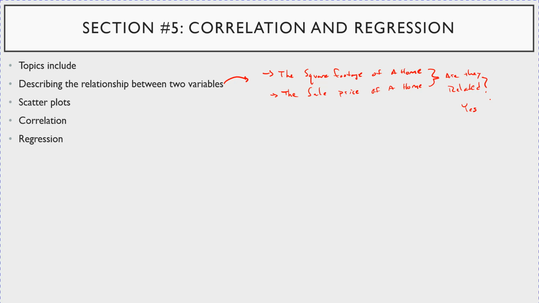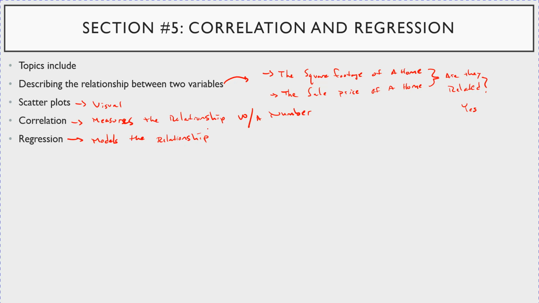So what we want to do in this section is study that relationship. So we'll learn about scatter plots. This is a visual representation of the relationship. We'll learn about correlation. This measures the relationship with a number. And then the last thing we'll talk about is this concept of what's called regression. And what regression does is it models the relationship. So we're going to fit the relationship with a mathematical equation.